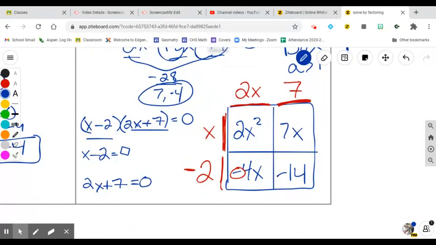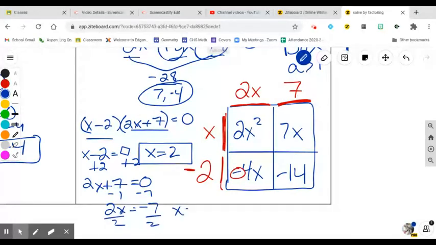I'm going to take x minus 2, and I'm going to add 2 to both sides. So x equals 2 is one solution. Subtract 7 here. So you have 2x equals negative 7, and divide by 2. So x equals negative 7 over 2. You can write it as negative 3.5 if you prefer, doesn't matter. But those are your two answers for that one. So that's that. That's how you solve by factoring.